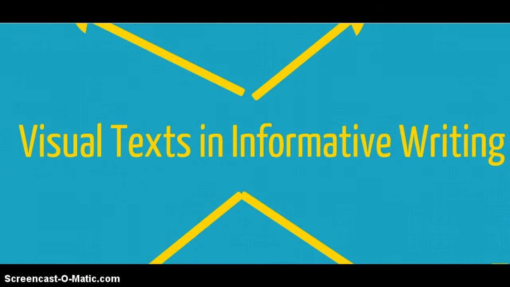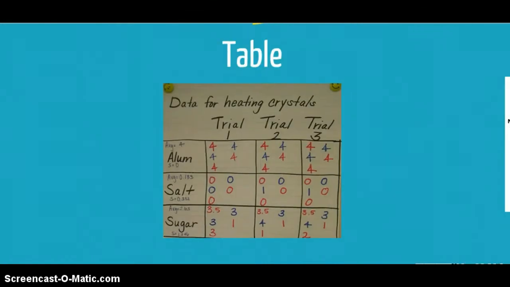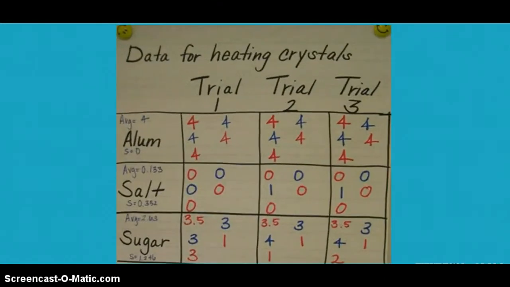Informative writing often uses visual texts to report results. One way to report your results is in the form of a table, which is kind of like a halfway version between a picture and a list. You can see it's not linear, it has two axes, an X and a Y, and it's more visual than straightforward information would normally be.